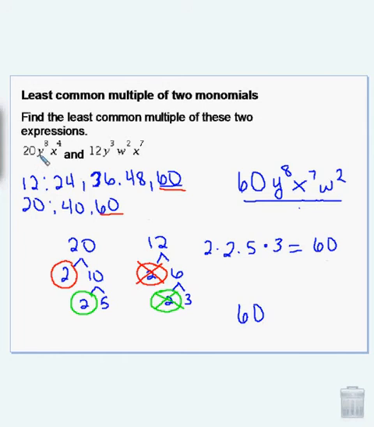Then I come and look at my variables. I have y to the 8th, y to the 3rd, that w squared, and x to the 4th, x to the 7th. Now, traditionally, we should be listing these alphabetically, but since multiplication is commutative, it really doesn't matter what order these are listed in.